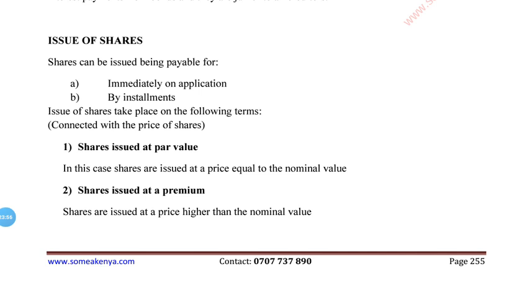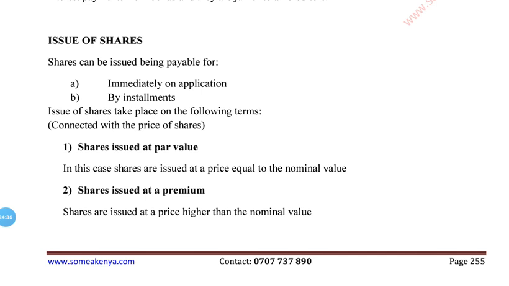So simply when we talk of shares issued at par, it's like you are selling an item at cost price. You are not selling at selling price, you are selling at cost price. So you buy an item at 50 shillings and you sell it at 50 shillings. Therefore there is no profit. That is when you are selling shares at par. You are selling at cost and therefore not making any profit. That profit is what we call share premium. So in this case, shares are issued at a price equal to the nominal value. Nominal value is the other word for par value or cost of a share.